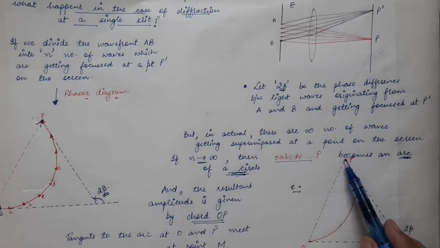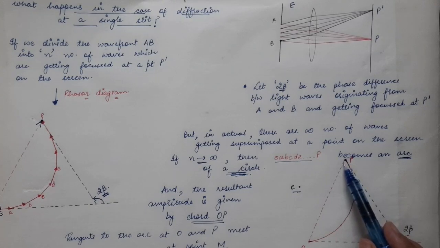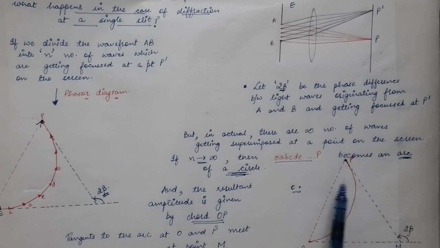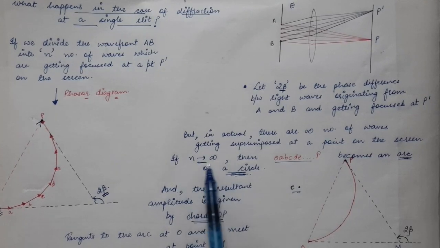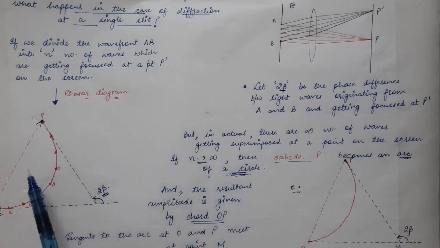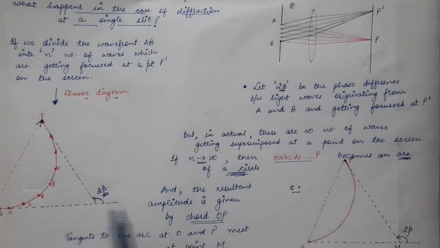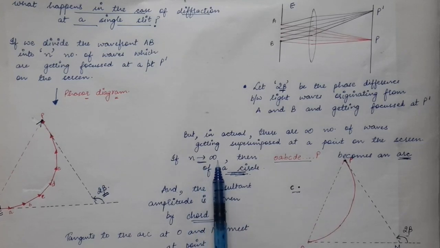Now we are going to find the formula for the length of this arc and this chord, so as to find the amplitude of the resultant wave. Using various mathematical calculations and the properties of a circle, and using this approximation that n tends to infinity, we have approximated this diagram to the length of an arc.